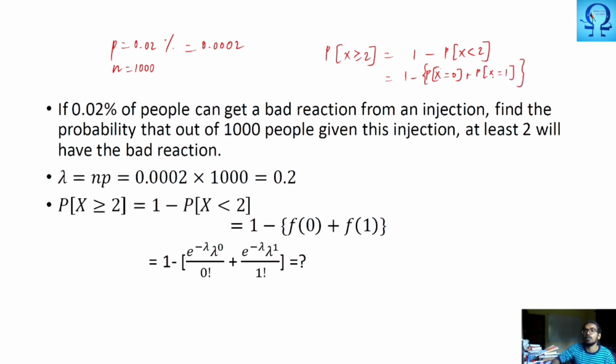If you are trying to do it by binomial, what happens? So n is 1,000, this is the p value, therefore q would be what? q would be 0.9998, isn't it? If you do it in that way, it consumes too many calculations compared to this. So we just approximate it as Poisson and perform it. That's it.